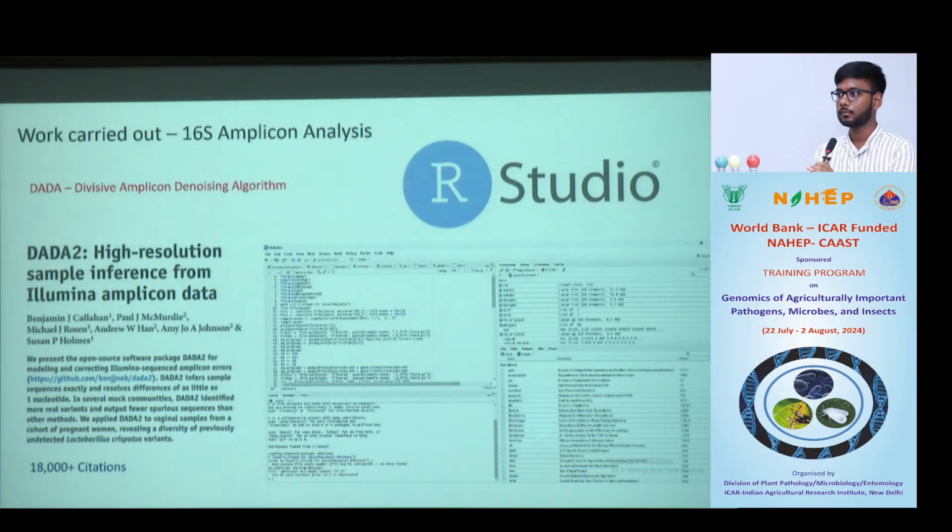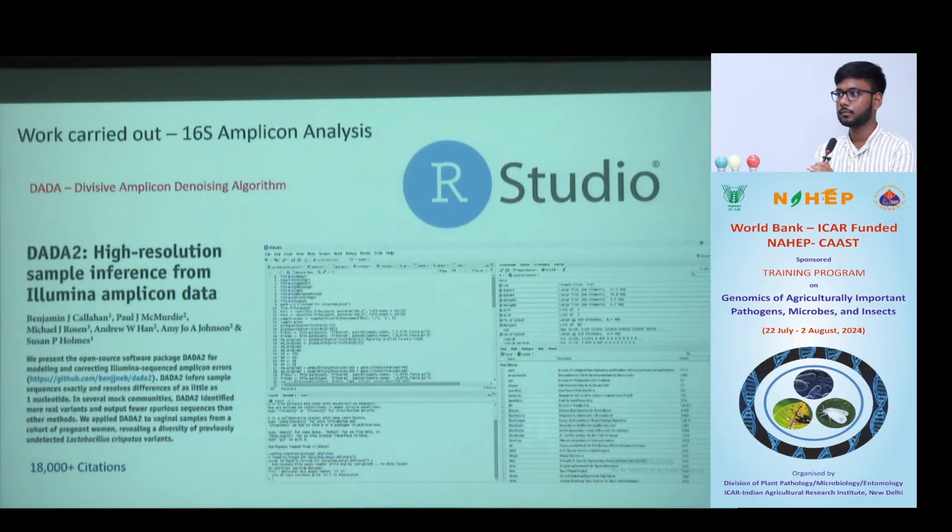So the work I carried out in this institute is analyzing the 16S amplicon. For that I used RStudio. In that I used a package called DADA2. DADA2 is the latest version, and before that DADA was there. That is Divisive Amplicon Denoising Algorithm. An algorithm is a set of instructions given to perform a task.